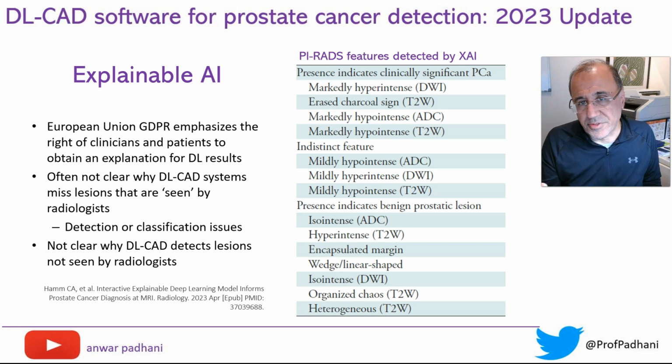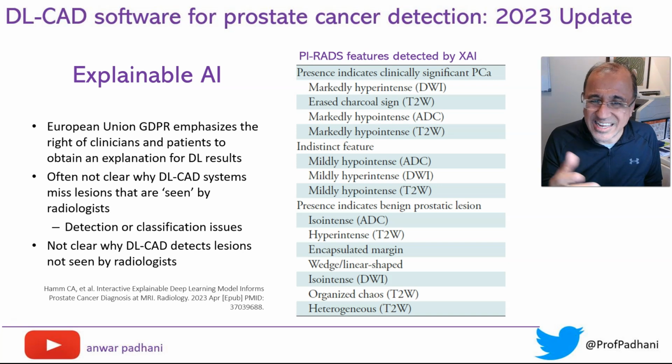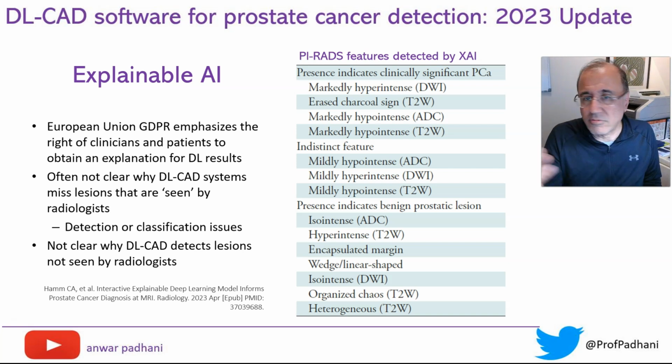Now, there's a couple of other things to discuss. One is something called explainable AI. So recently, the European Union has emphasized the right of clinicians and in fact patients to obtain an explanation for the deep learning results, and it's often not clear why a CAD system misses a lesion that is seen by a radiologist or sees a lesion that a radiologist misses, and I'll show you some examples.